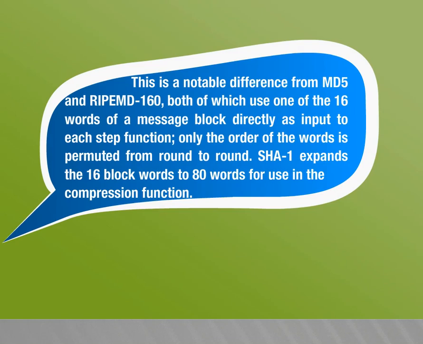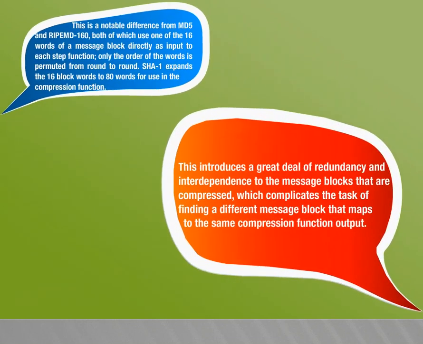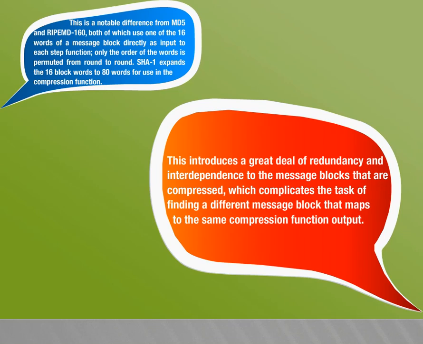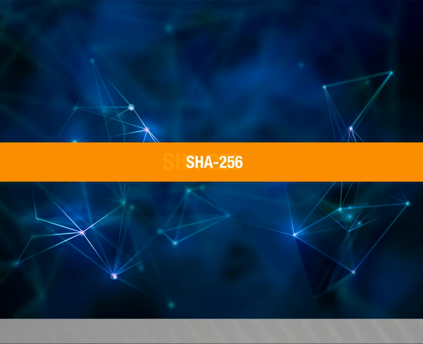This is a notable difference from MD5 and RIPEMD-160, both of which use one of the 16 words of a message block directly as input to each step function. Only the order of the words is permuted from round to round. SHA-1 expands the 16 block words to 80 words for use in the compression function. This introduces a great deal of redundancy and interdependence to the message blocks that are compressed, which complicates the task of finding a different message block that maps to the same compression function output.